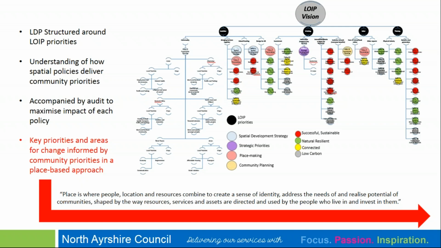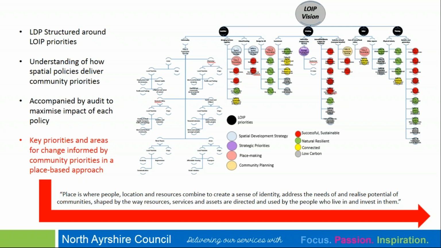So what this approach also helped to do is reaffirm that the strategic development areas that I mentioned earlier were put up front and central in the plan as key areas of change, recognising that those are the key priorities for communities, and that they're likely to be areas where there's multiple action, not just development activity, but community empowerment and that sort of thing coming into play as well. So related to what the place principle says, we see those strategic development areas as where people, location and resources combine to create a sense of identity and address the needs and potential of the communities, crucially shaped by resources, services and assets.